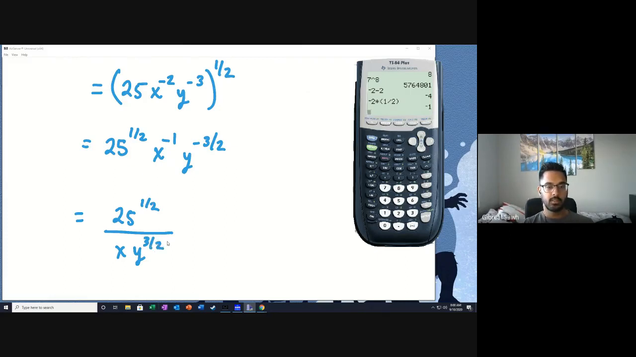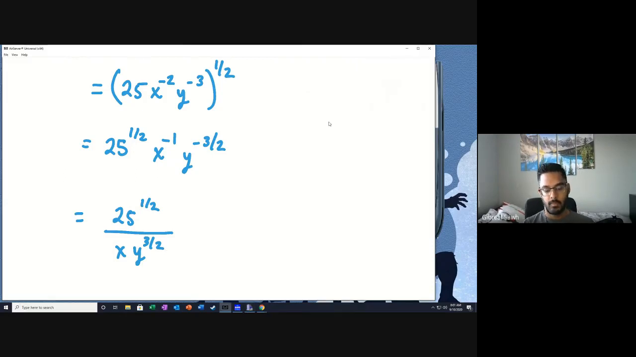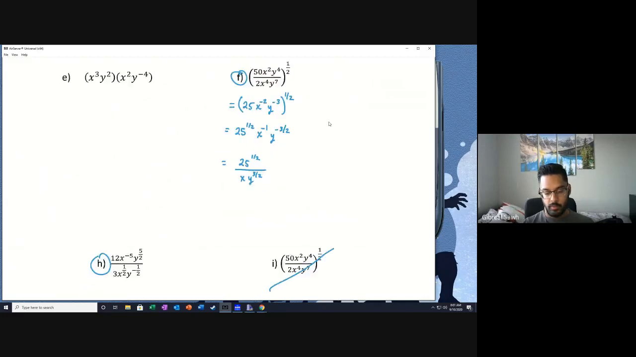So we'll deal with those in our next couple lessons. But for now, this is a totally acceptable answer. Exponents are positive. Everything's simplified. Nothing else I can do. One more here before we wrap this up.